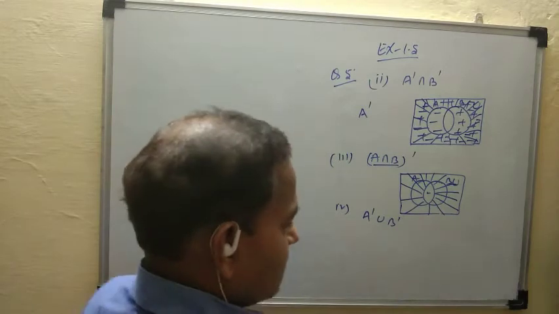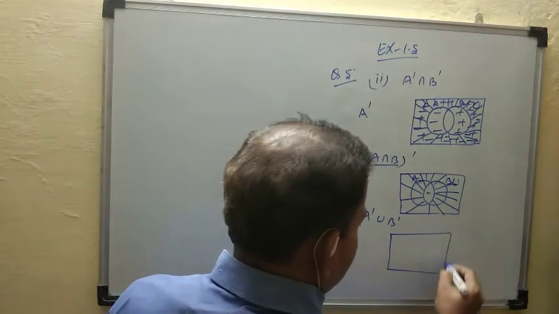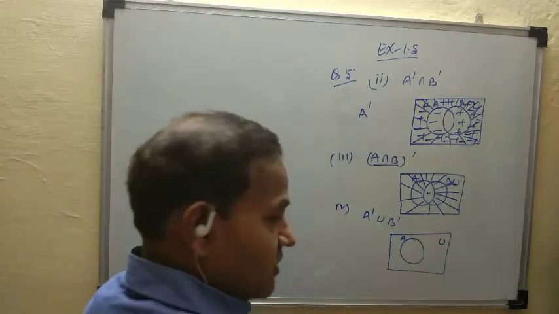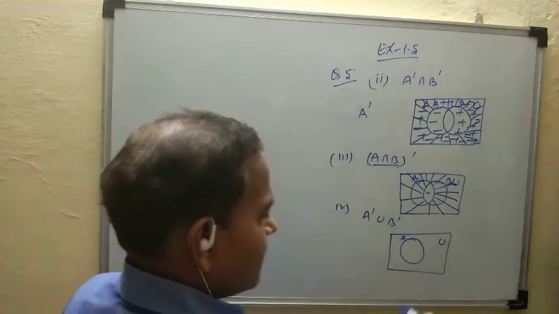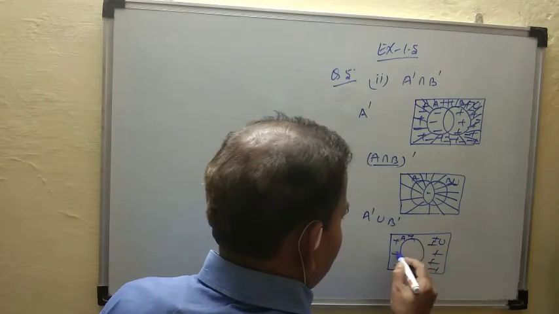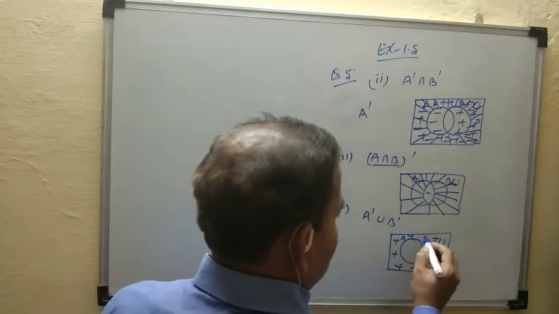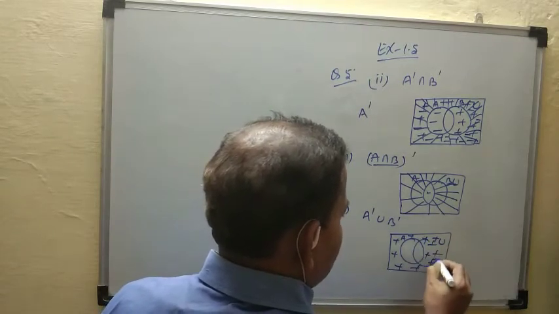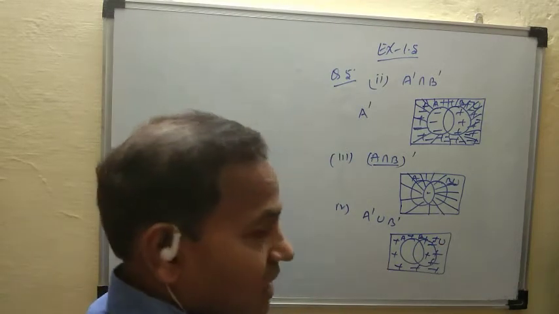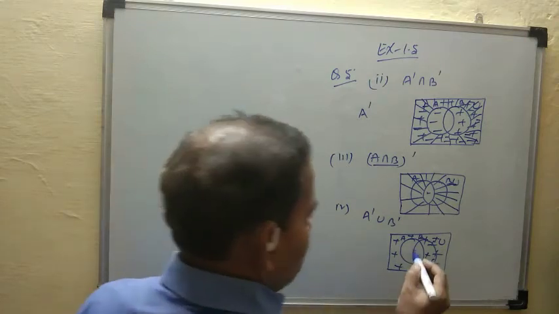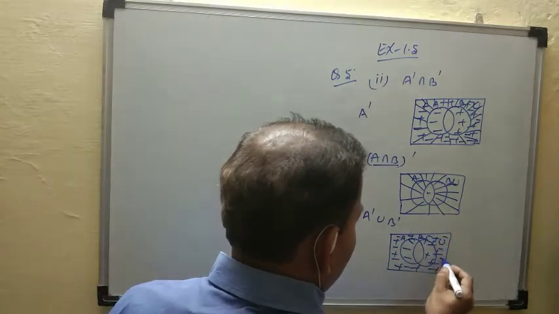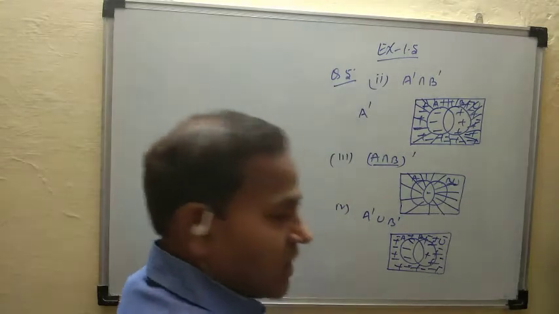Now next, fourth: Venn diagram of A complement union B complement. So draw the universal set U. This one is set A, and A complement means outside of A, marked with this sign. So the plus sign represents the Venn diagram of A dash. Now for B dash, draw a circle B. This is set B, and B dash is outside of B. Suppose this is minus, so minus represents the Venn diagram of B dash, that is outside of B.